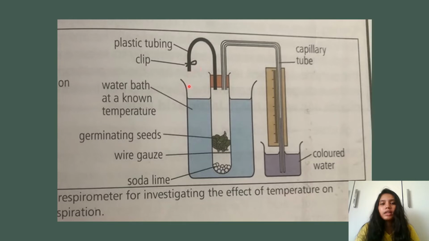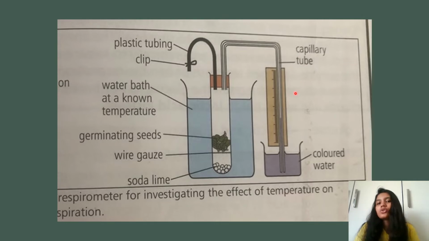So we have a plastic tube clipping, we have germinating seeds, and soda lime. Soda lime is basically sodium hydroxide and it absorbs carbon dioxide from the air. Okay, so it decreases the carbon dioxide concentration in the air.